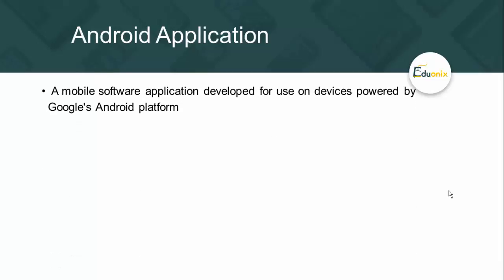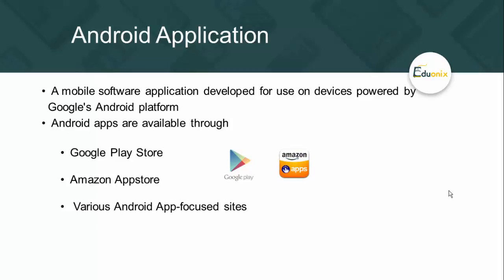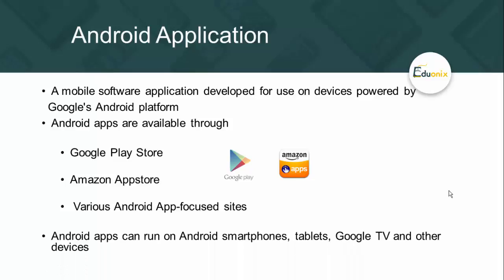An Android application is a mobile software application developed for use on devices powered by Google's Android platform. Android apps are available on the Google Play Store, the Amazon App Store, and various Android app-focused sites. Android apps can run on devices such as Android smartphones, tablets, Google TV, and other devices.